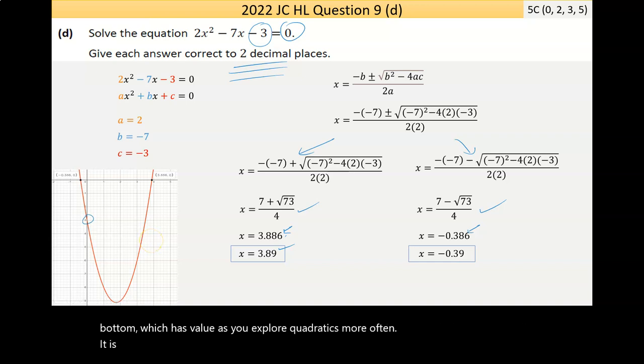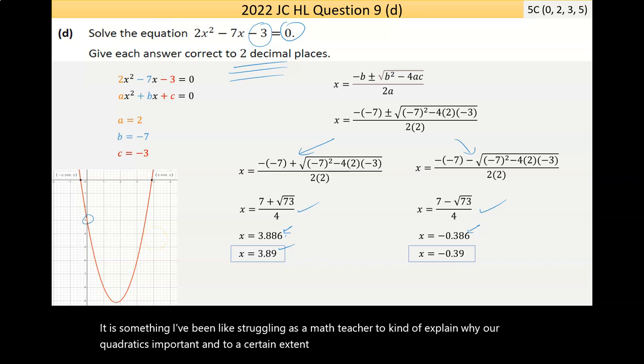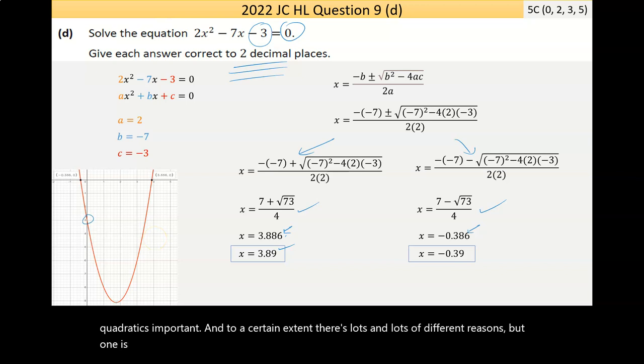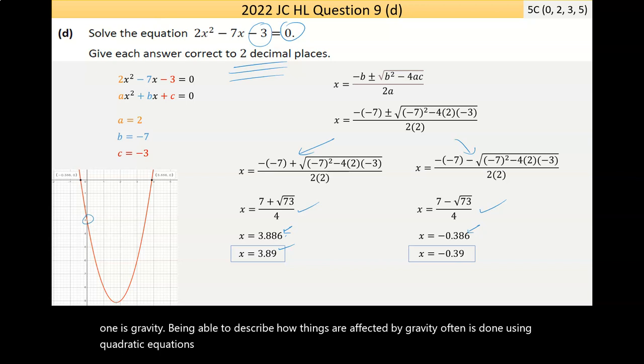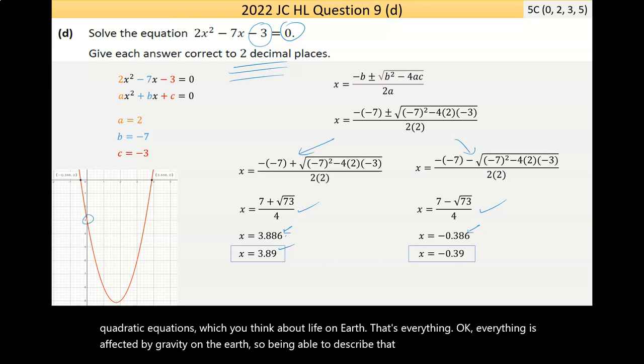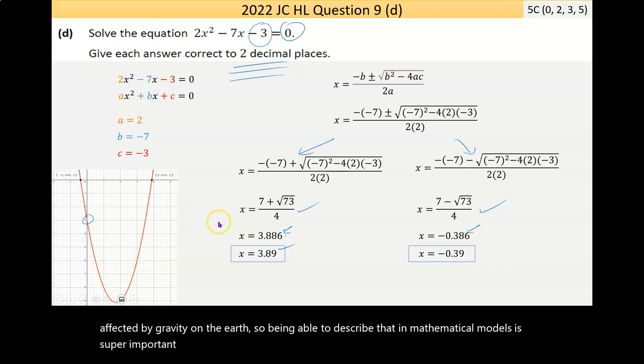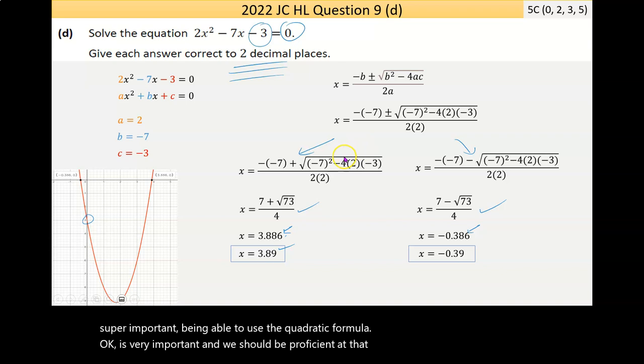It is something I've been struggling with as a maths teacher, to explain why quadratics are important. To a certain extent, there's lots and lots of different reasons, but one is gravity. Being able to describe how things are affected by gravity is often done using quadratic equations, and if you think about life on Earth, that's everything. Everything is affected by gravity on the Earth. So being able to describe that in mathematical models is super important. Being able to use the quadratic formula is very important. And we should be proficient at that skill, like the other skills we've seen in parts A, B, and C.